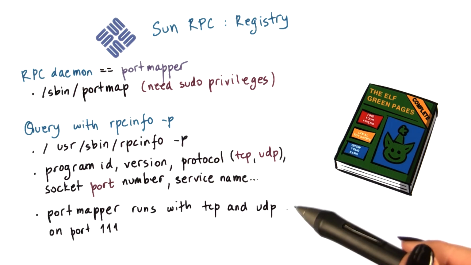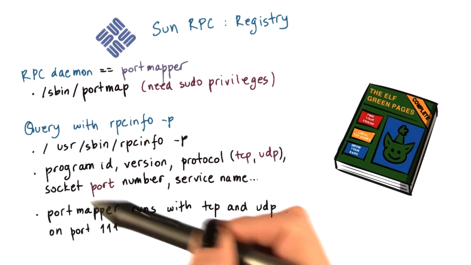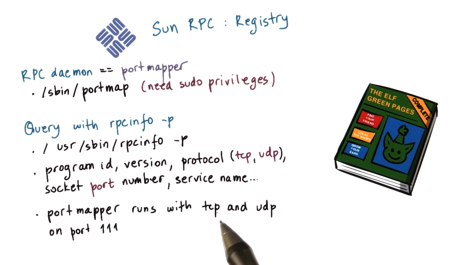When you run the service, you will also probably notice that the port mapper service is registered with TCP and UDP on the same port number 111. This means that there are two different sockets that this server is listening to. One is a TCP socket and the other one is a UDP socket, and they both happen to use the exact same port number, 111.